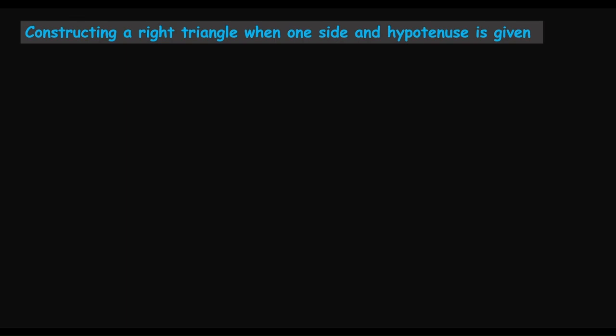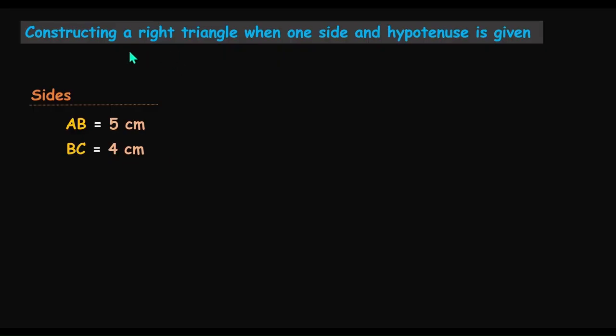Hi everyone. Today we'll be discussing how to construct a right triangle when one side and the hypotenuse are given. For our example, let's say the sides given are AB is 5 centimeter and BC is 4 centimeter. Now we know that the hypotenuse in a right triangle is the longest side. So AB must be the hypotenuse, whereas BC is one of the remaining two sides.